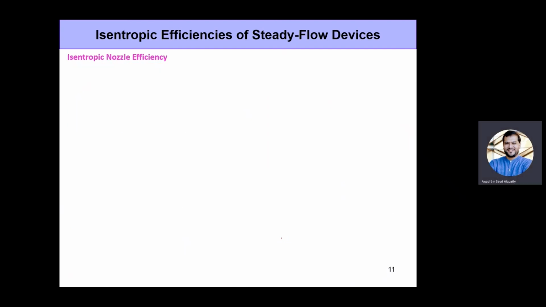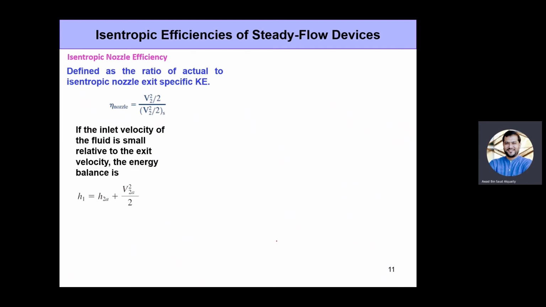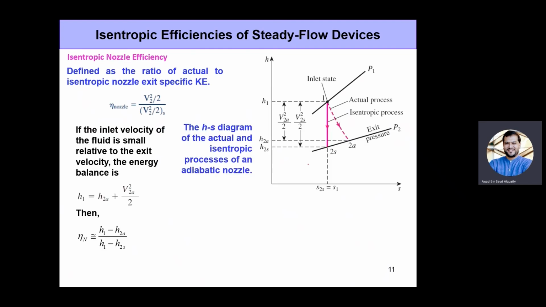Okay, so now let's talk about nozzles, right? Again, in this nozzle, we're dealing with more or less a similar thing, meaning the inlet state is fixed and the outlet pressure is fixed. The exit pressure is fixed. So P1 and P2 are again fixed, and they are the same for both actual processes and isentropic processes.